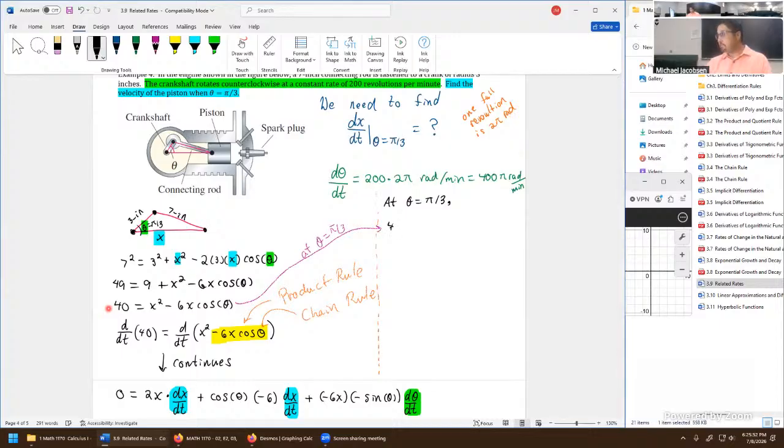We get 40 equals x squared minus 6x times cosine at pi over 3. And in that equation right there, we can solve for x. There's only one variable in this equation, though it appears in two different terms. Cosine of pi over 3 is just a half, so this turns into 40 equals x squared minus 6x times 1/2. So the equation simplifies to 40 equals x squared minus 3x.